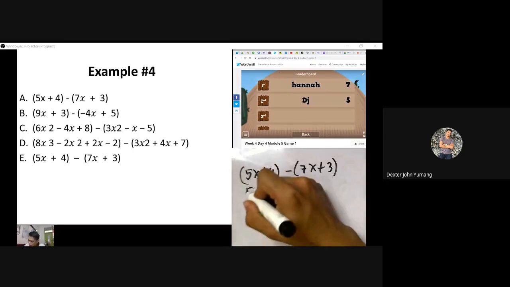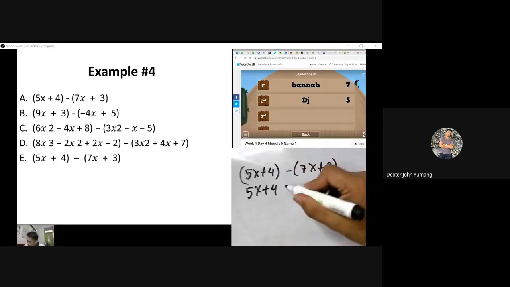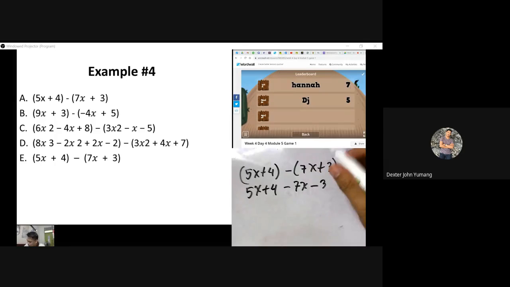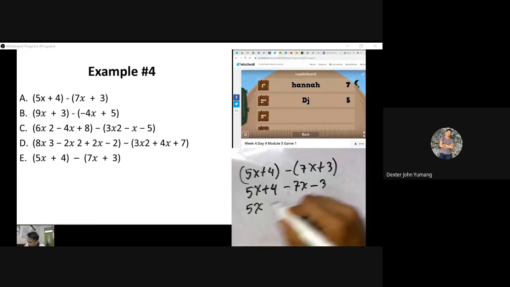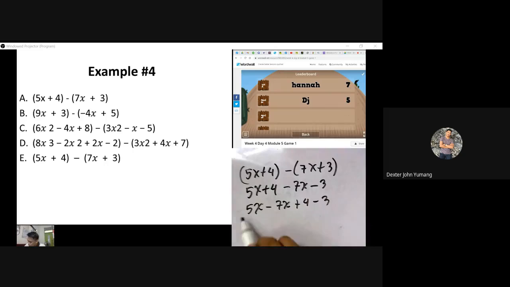So bring down 5x plus 4, then turn to opposite, magiging negative 7x and negative 3. Then, put together the same variables, then 4 minus 3. So, 5 minus 7, meron kang pambayad na 5 pero 7 ang utang mo. So, may kulang ka pa. 2x. Then, family name is, bakit po negative? Kasi may kulang ka pa na 2. Next, 4 minus 3, that is, meron kang utang na 3 pero ang binayad mo 4, may sukli ka pa, plus 1. Okay? The answer is negative 2x plus 1.